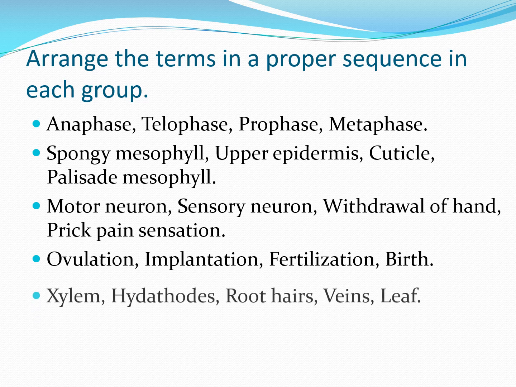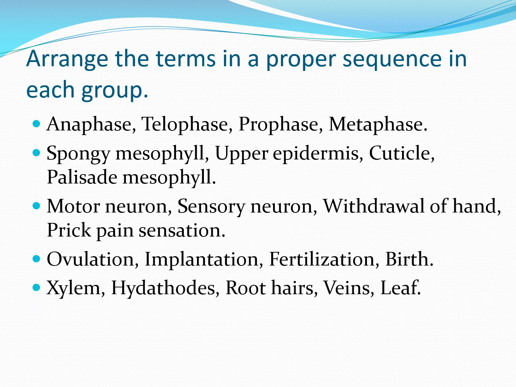Next, xylem, hydatodes, root hairs, veins and leaf. It is the way of water movement during the process of guttation. Okay, guttation means loss of water in the form of water vapors from hydatodes.